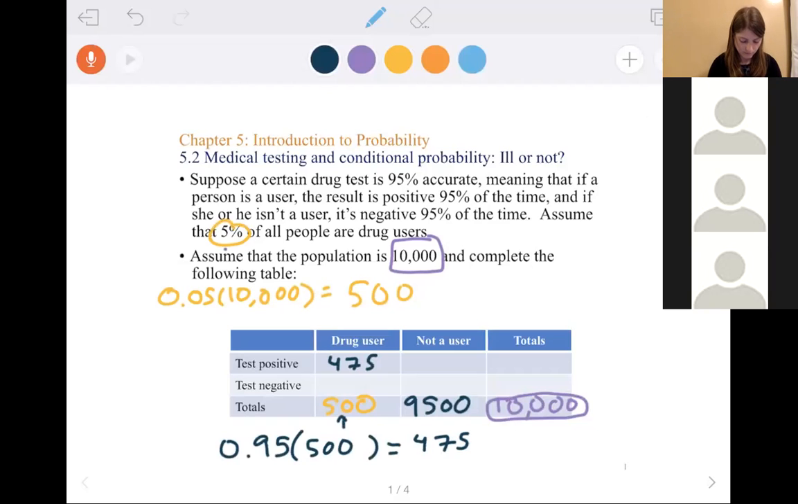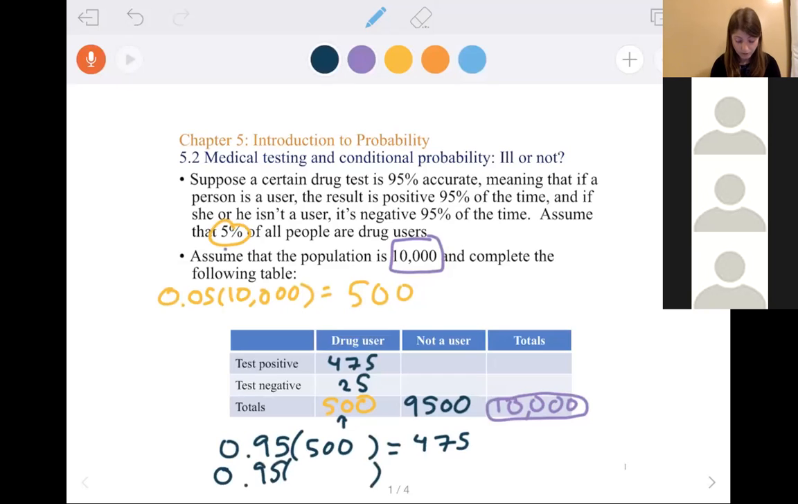Then if we only had 500 total, that means 25 of them who are drug users are going to test negative. Now, a second ago when I was looking at that 25, I was just looking at the wrong place on my table where I wrote it out earlier. But we're going to repeat this idea in the next column. So for the not a user, that's using the 95% specificity.